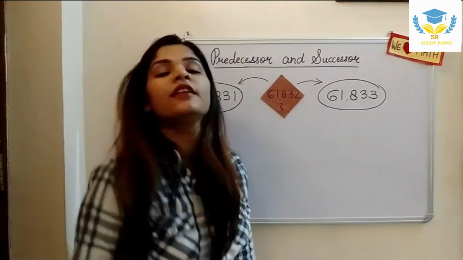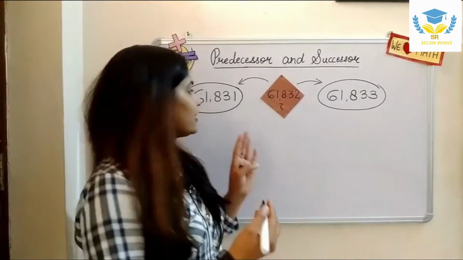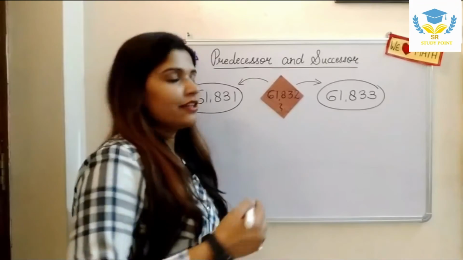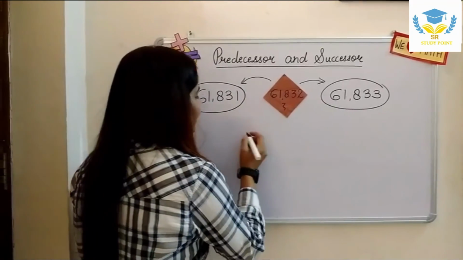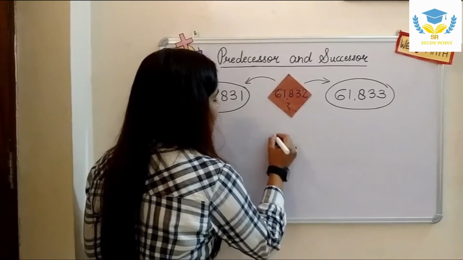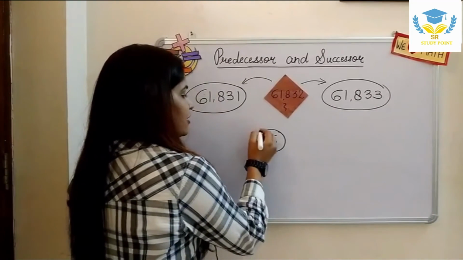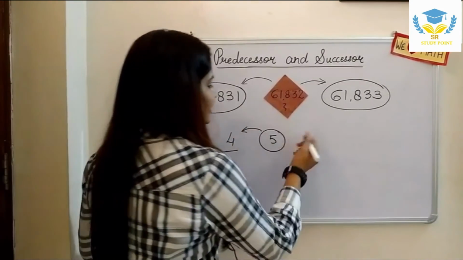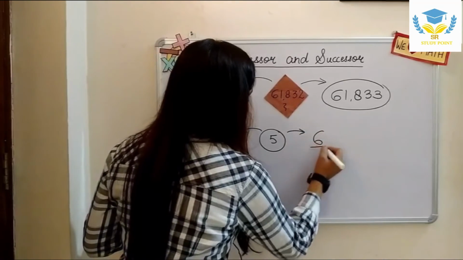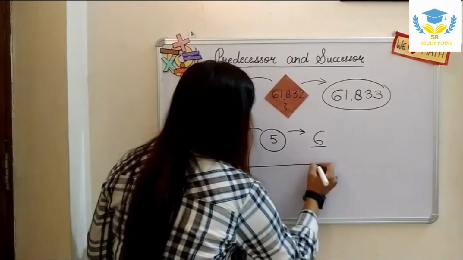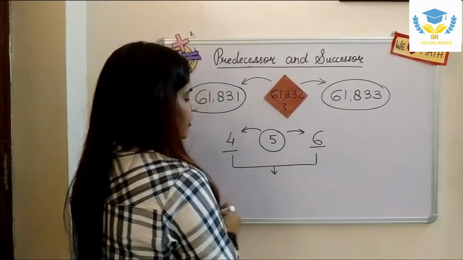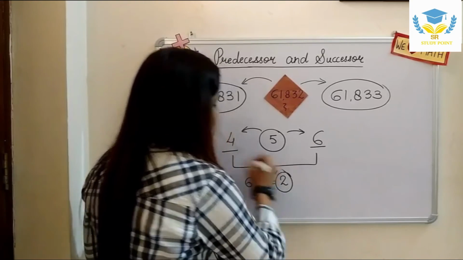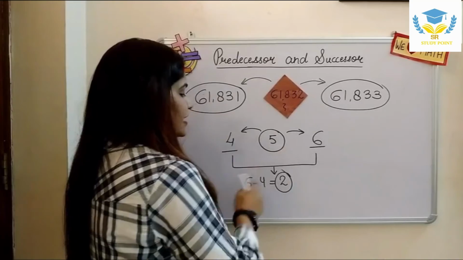Children, what is the difference between the predecessor and the successor of the given number? Let us see. Suppose I have a smaller number. I'll take a small example, that is 5. The predecessor of this number is, of course, 4. And the successor of this number will be 6. So what is the difference between 4 and 6, children? 6 minus 4? 2. Yes, the difference between 4 and 6 is 2.